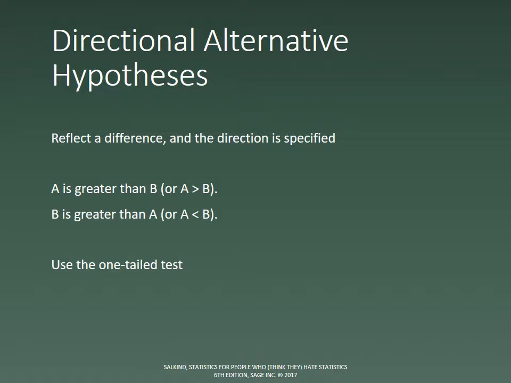Now, a directional alternative hypothesis reflects a difference, but the direction is specified. So in this example, we have A is greater than B, or B is greater than A. In our example with the 9th and 12th graders, we may say that 12th graders have a higher score on the memory test than 9th graders. That would be a directional alternative hypothesis. And you would want to use a one-tailed test in these situations. For the non-directional, you would use a two-tailed test.